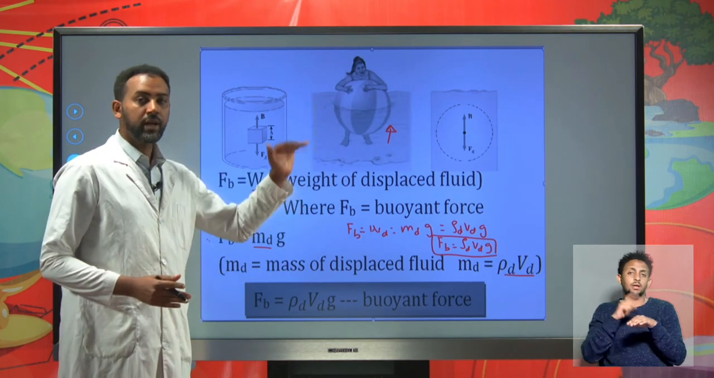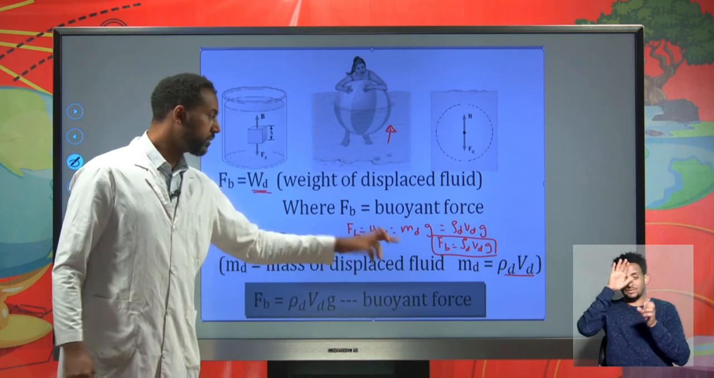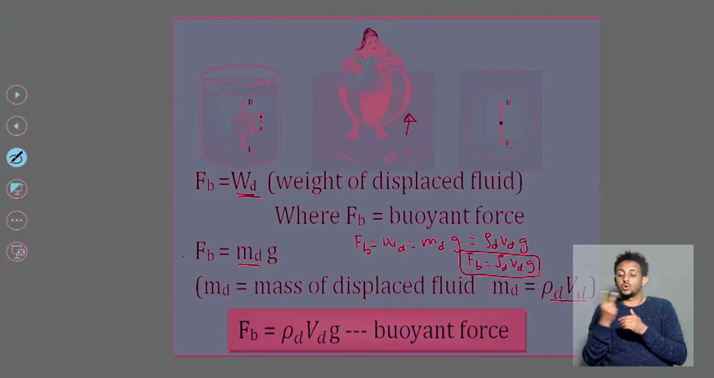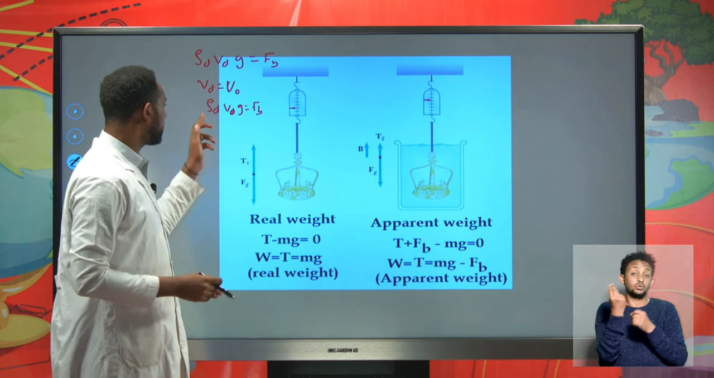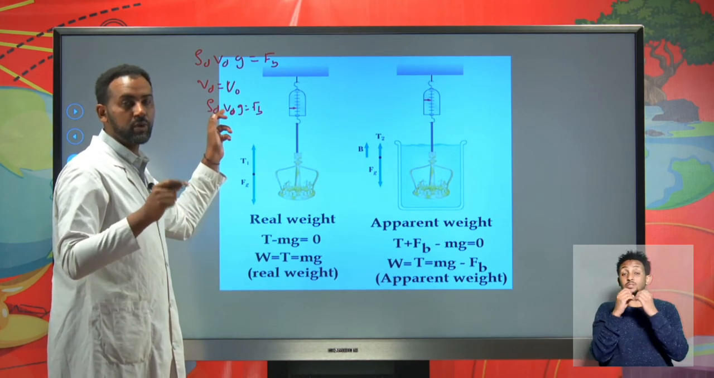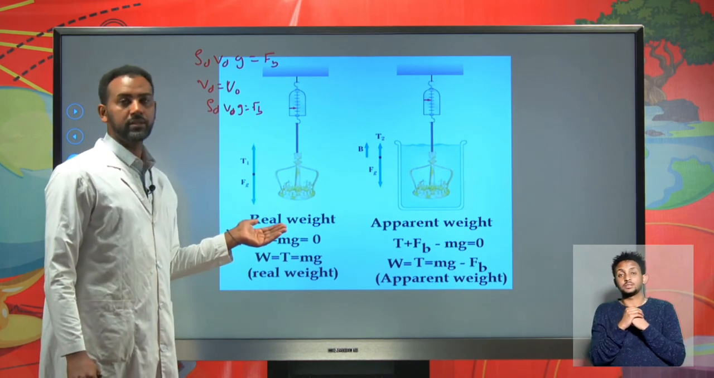Sometimes, if the object is totally immersed into the fluid, the volume of the displaced fluid and the volume of the object are equal. If the object is totally immersed, you can resubstitute: instead of the volume of the displaced fluid, you can use the volume of the immersed object. The density of the displaced fluid times the volume of the object times gravity g gives the force of buoyancy. And the volume of the object is equal to the volume of the displaced fluid as it is totally immersed. Keep this in your mind. Now let's try to find the real weight and apparent weight.